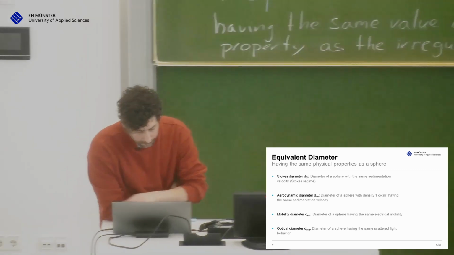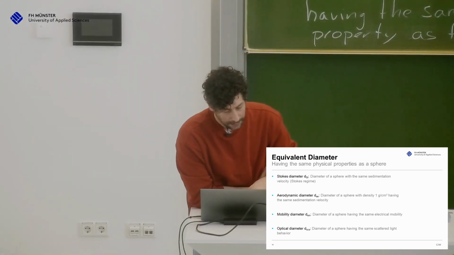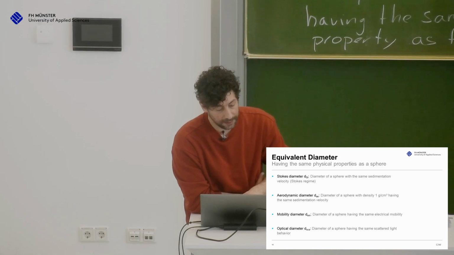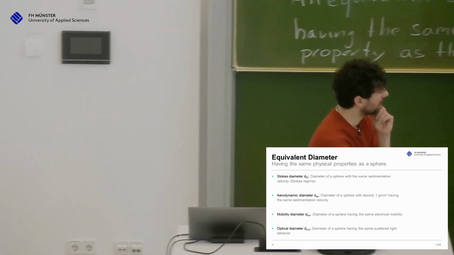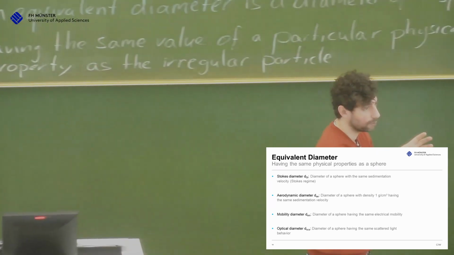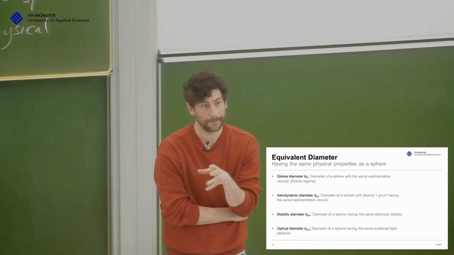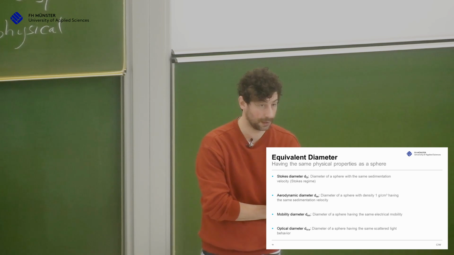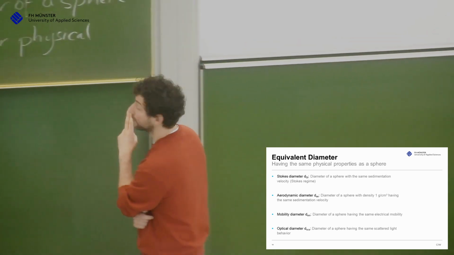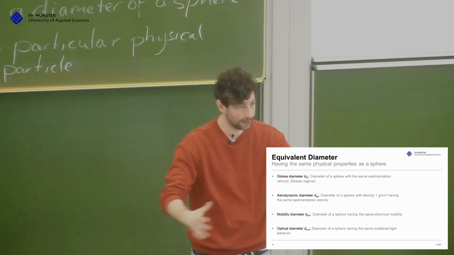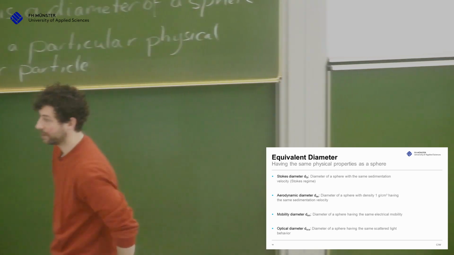And you see the definition: diameter of a sphere with a density of 1 gram per cubic centimeter having the same sedimentation velocity. So the density of the sphere is defined different than in the Stokes diameter, and this aerodynamic diameter is very often used when it comes to health issues, right? PM10, PM2.5 is related to the aerodynamic diameter. And of course, the diameters can be different, okay? So you have the same powder, but you get different size distribution depending on what you're measuring.